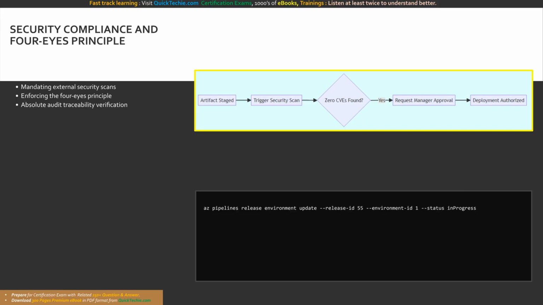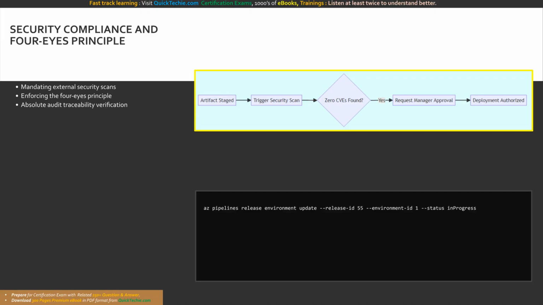Designing a testing strategy for pipelines is fundamentally incomplete without deep security integration. Release gates serve as the primary enforcement mechanism for security compliance validation. Before an artifact is allowed into a production boundary, a gate can trigger asynchronous security scanning tools, such as SonarQube for static analysis, or specialized container vulnerability scanners.